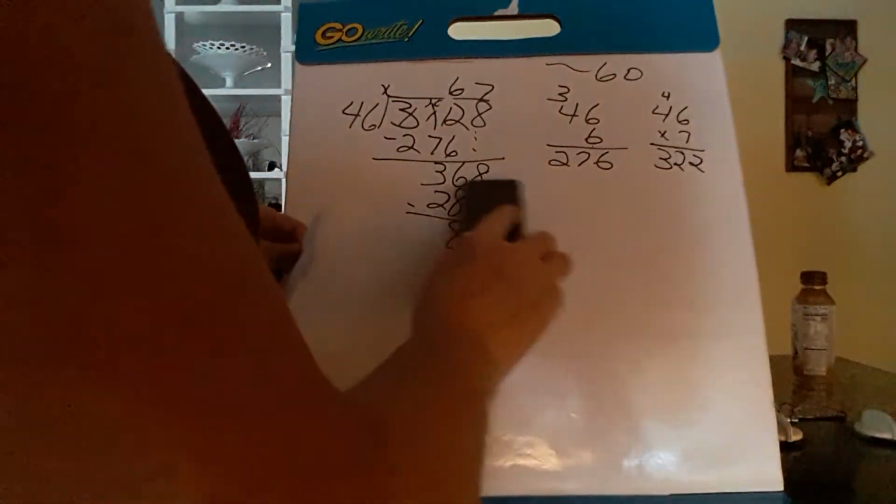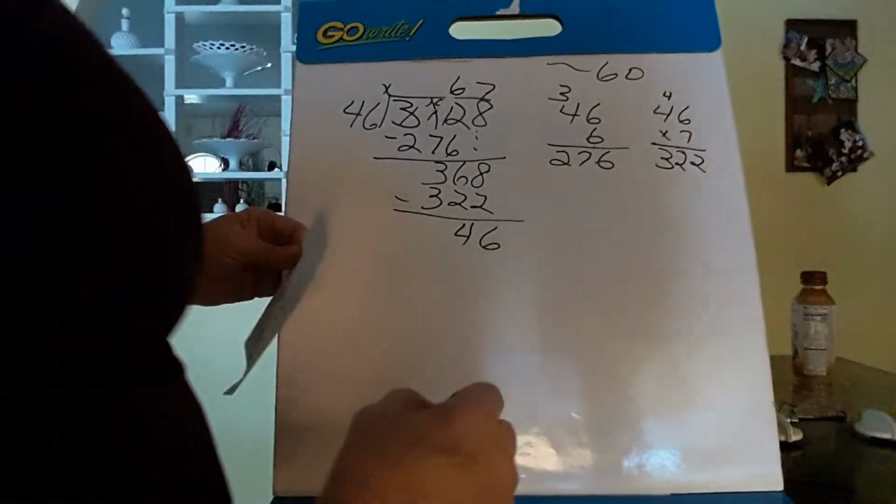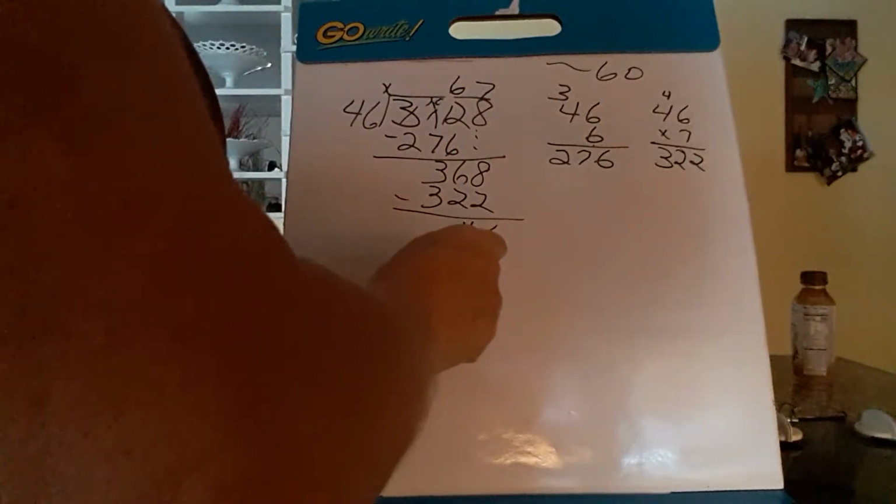This should be 322 minus 322. And we have 6 here, and we have 4 here. Well, just like on the YouTube video, I have 46 as a remainder. Well, I could have used another 46. So we're going to do 46 times 8.